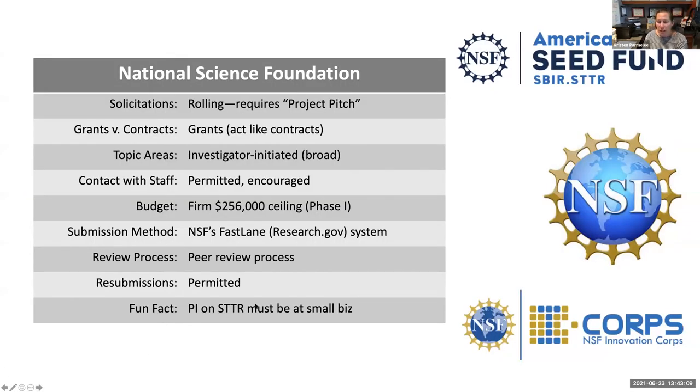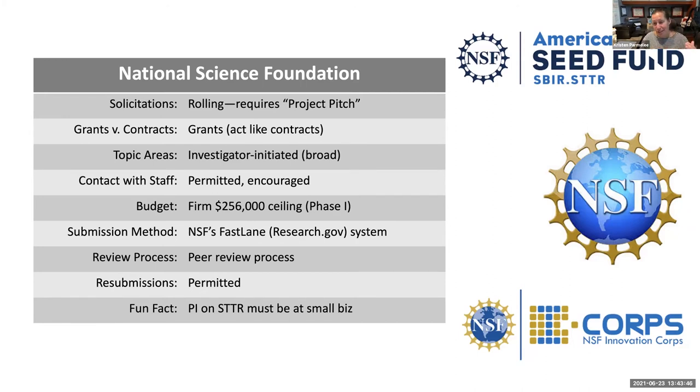Oh, one fact about NSF. Remember I talked about the rules for STTR. The principal investigator is allowed to live at the research institution and not the company. And for an SBIR, the principal investigator must be at the company. Well, the exception to that rule is NSF. For NSF, even on an STTR, the principal investigator must be more than 50% employed by the company. The lead at the research institution cannot hold any equity in that company.